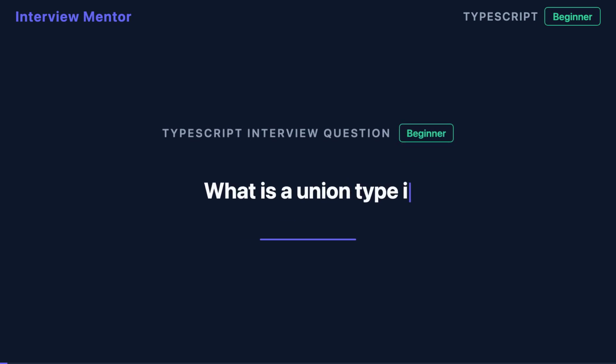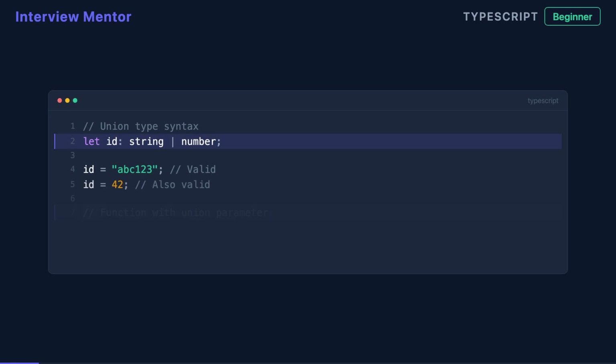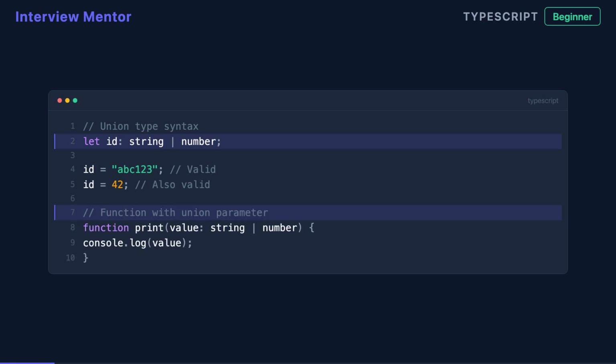Ever needed a variable to hold different types? That's where union types shine. A union type in TypeScript allows a value to be one of several types. You create them using the pipe operator. For example, a variable declared as string or number can hold either type. This gives you flexibility while maintaining type safety.